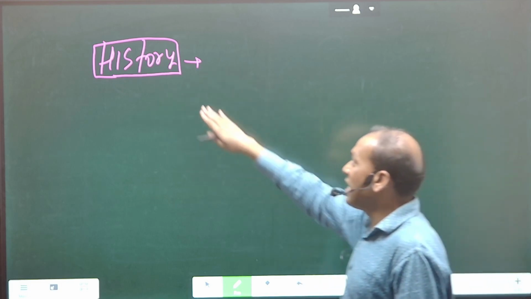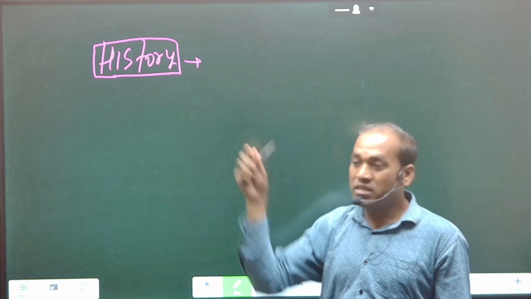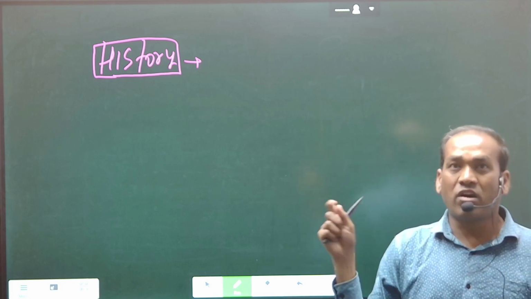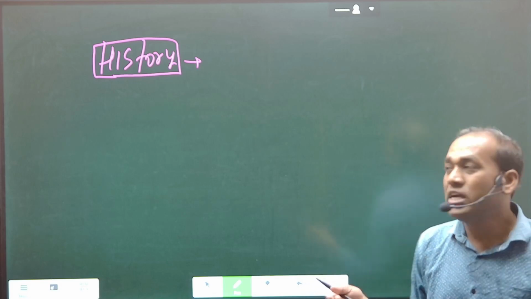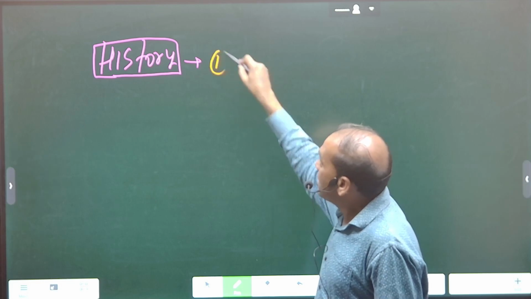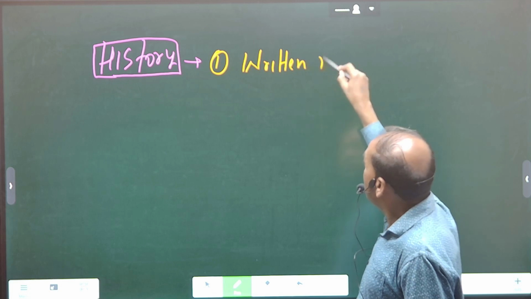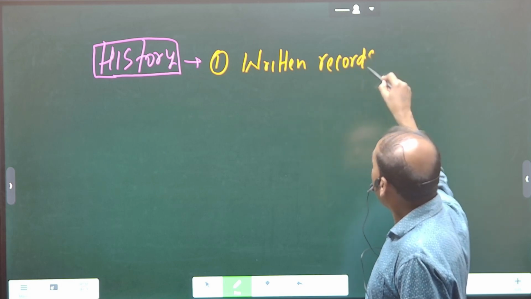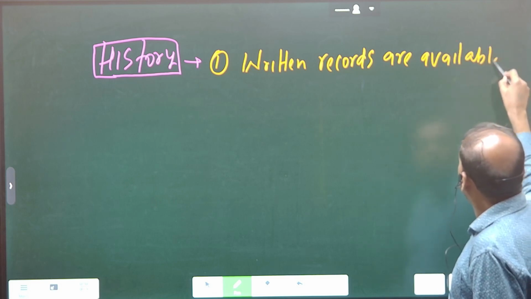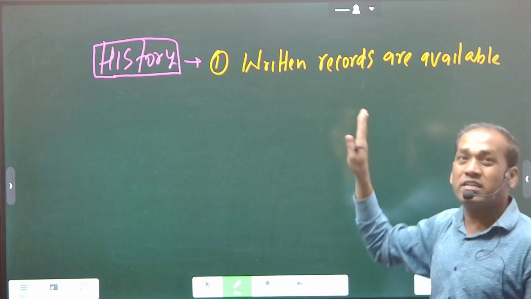History starts where we have written records. Okay, and the script used in those written records we are able to understand. So here in history you can write two points. First is what? That written records are available. Okay, first thing related to this history is that written records are available.